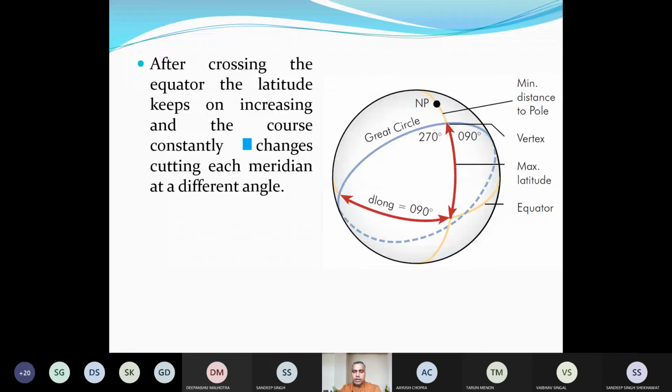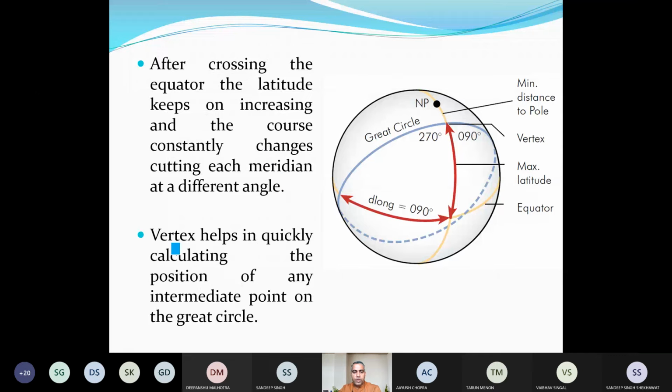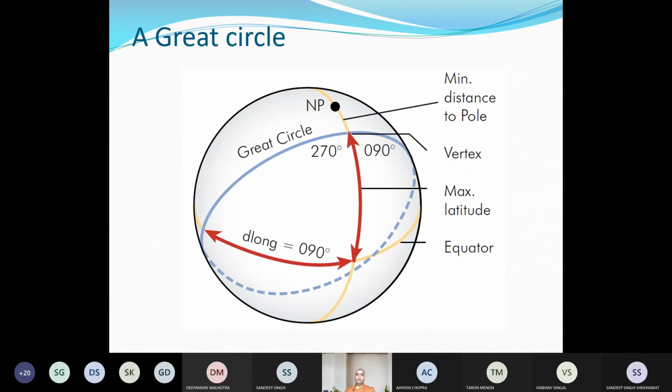This I have already told you. Vertex helps us in quickly calculating the position of any intermediate point on the great circle track. So when we want to plan a great circle passage, we have to first calculate where the vertex is. Once the vertex is known, any intermediate point can be easily calculated.